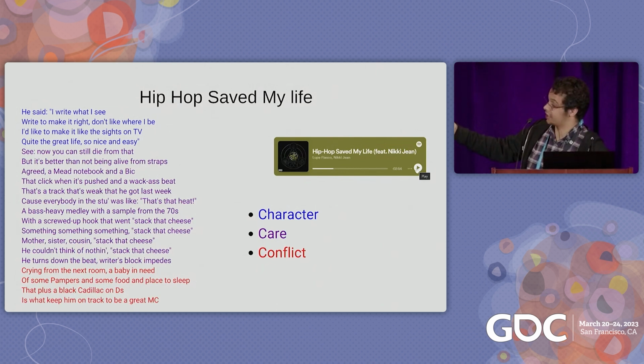But the conflict that comes in, right? Like, he's a parent. He's got to provide for his family, and sometimes that's going to conflict with your dreams. And now we have conflict.